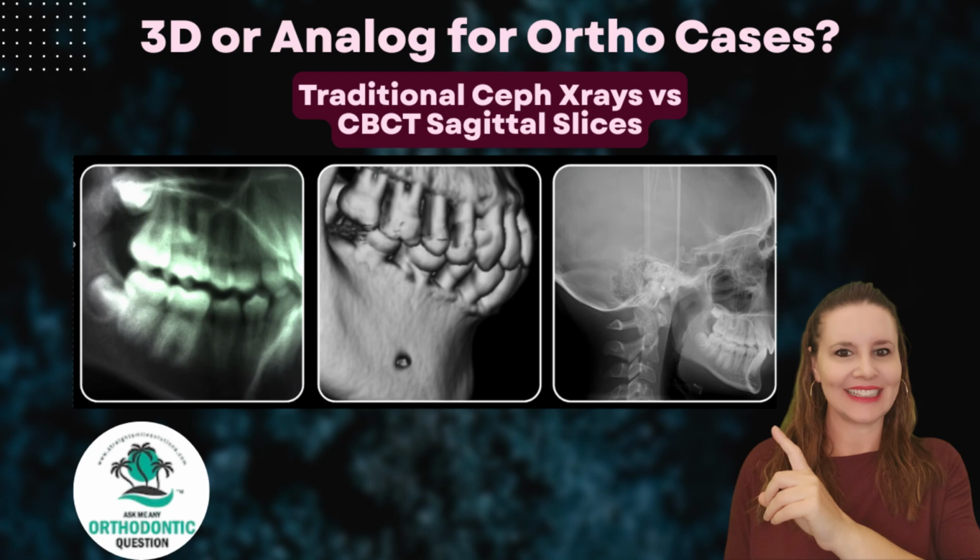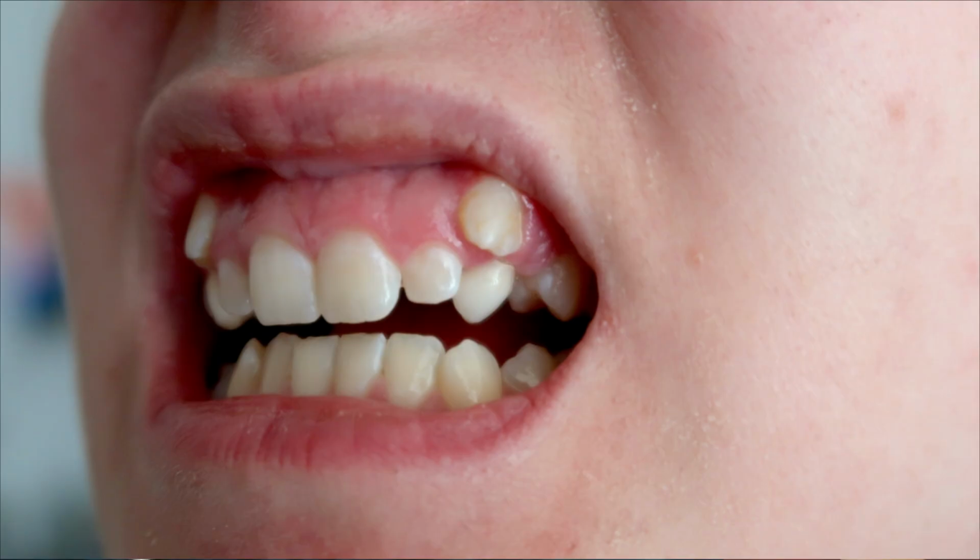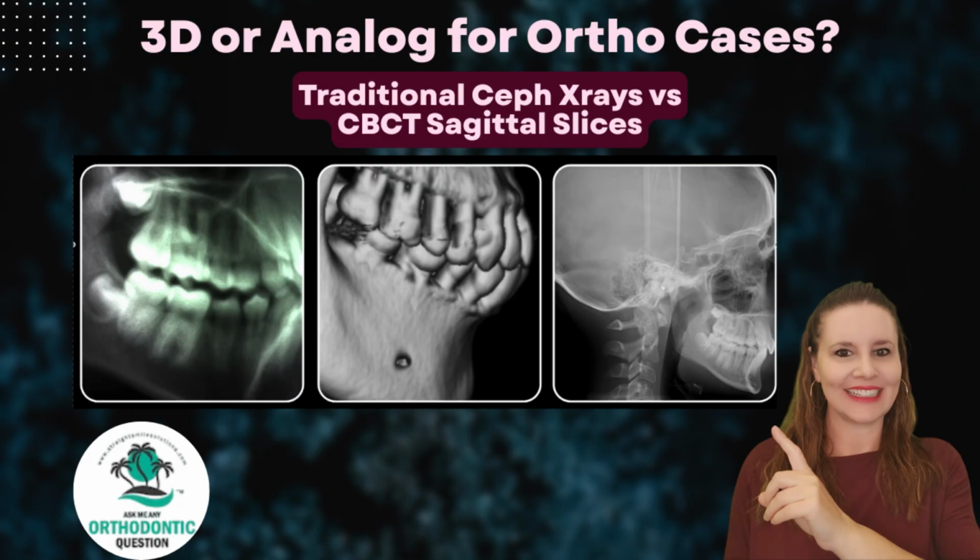It just looks cooler. And for me, it's very helpful to understand where the roots are, especially in a case with an impacted tooth or with a really blocked out tooth or something like that. It's amazing. It really is. Good job, Invisalign. But the question here is about Cephs versus slices.